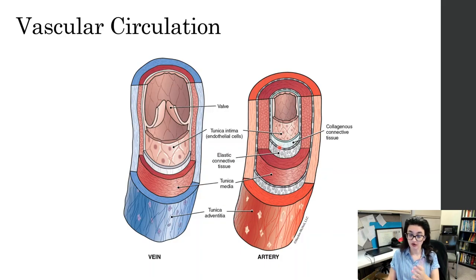Another major difference, arteries don't have any valves anywhere. Arteries are elastic. Since it's such a high pressure system, arteries actually expand quite significantly. And so we have these elastic layers here, right? You can see those elastic layers. So two elastic layers in the artery that we don't have in the veins.